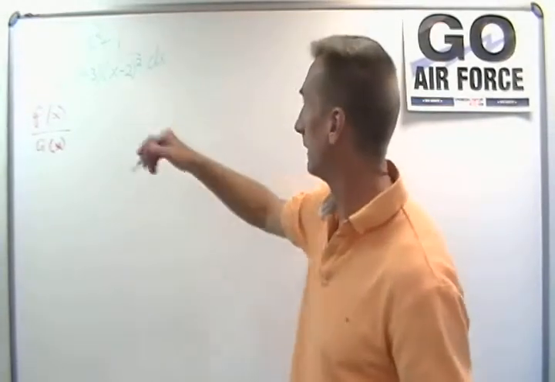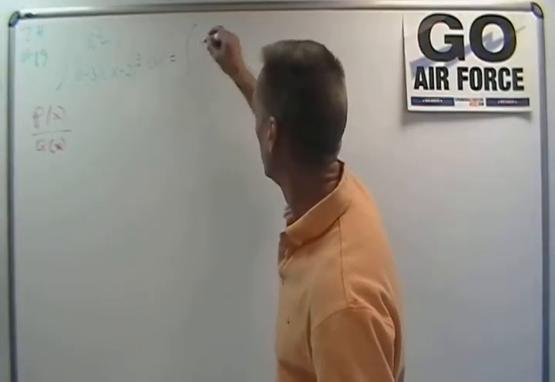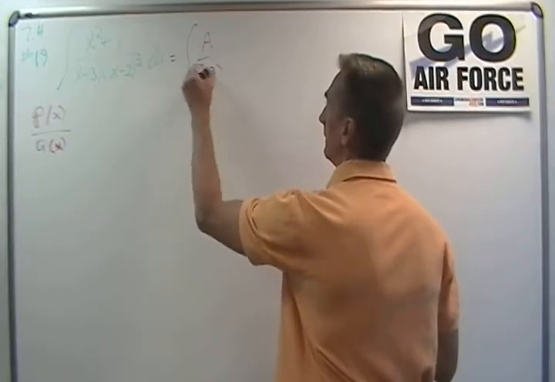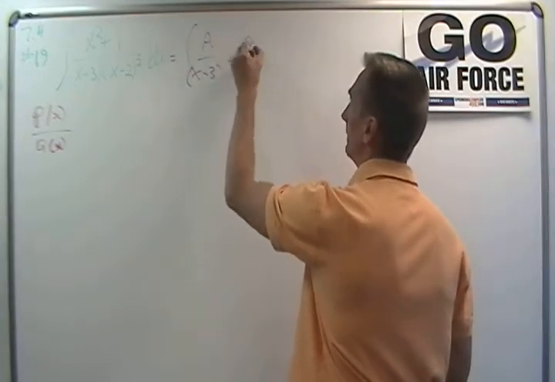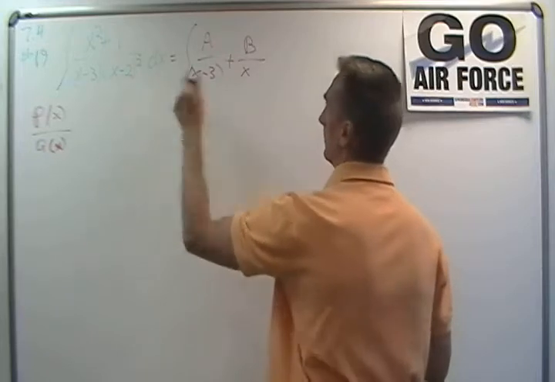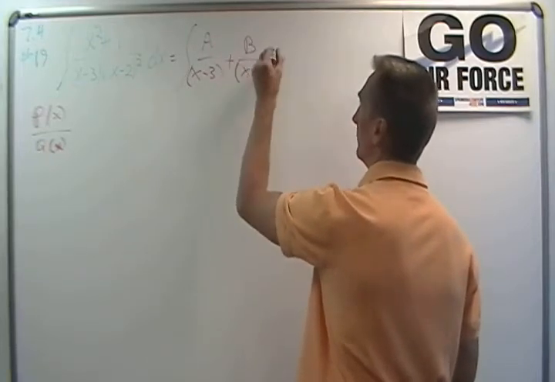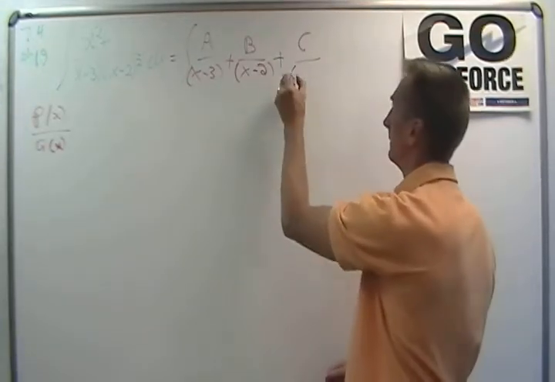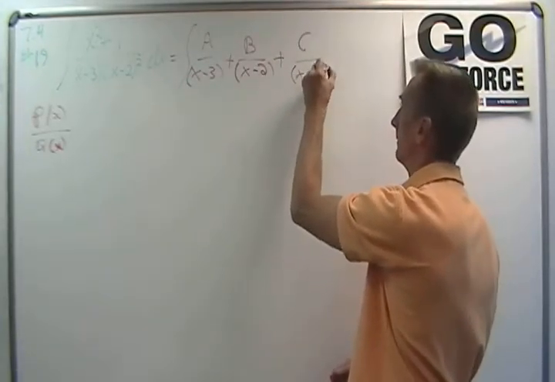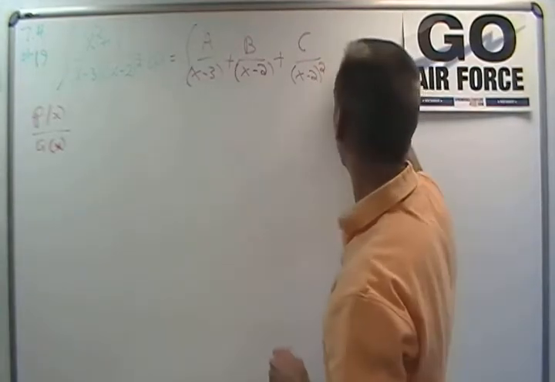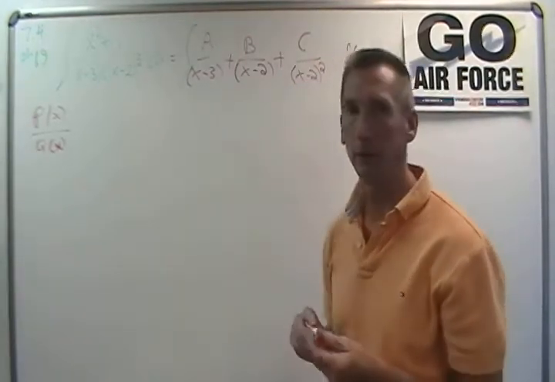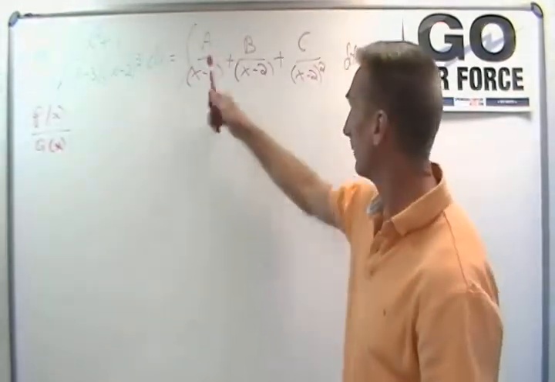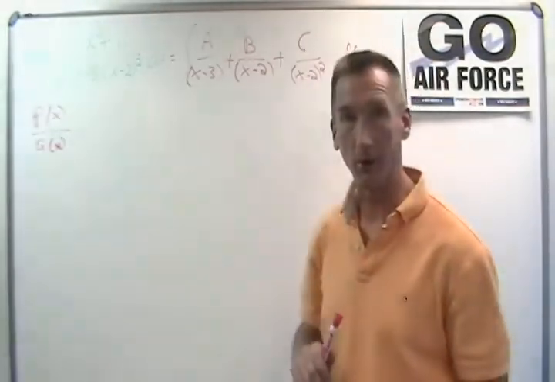And we could rewrite this as the integral of A over x minus 3 plus B over x minus 2 plus C over (x minus 2) squared. And of course I'm going to have a dx times everything out here when I get ready to actually do the integration. So now the only hard part is I've got to figure out what A, B, and C are.